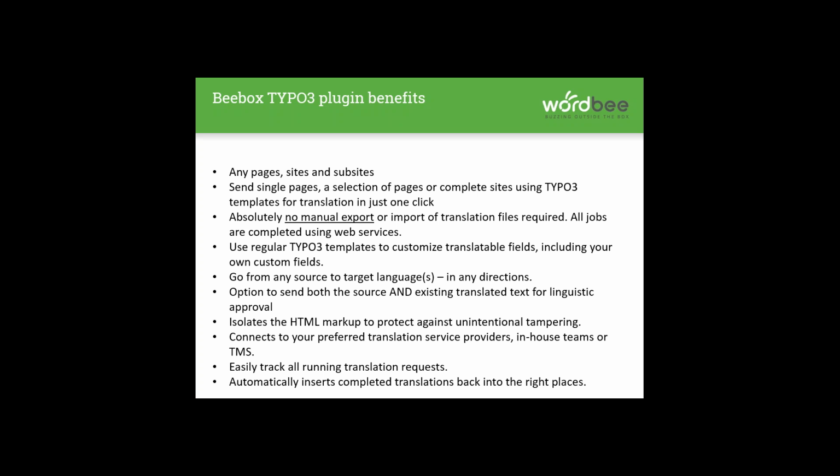You can go from any source to target languages, in any direction. You have the option to send both the source and existing translated text for linguistic approval. The Beebox isolates the HTML markup to protect against unintentional tampering. The Beebox also connects to your preferred translation service providers, your in-house teams if you have some, or translation management systems. And we'll see that Wordbee Beebox natively connects to a Wordbee Translator TMS system.